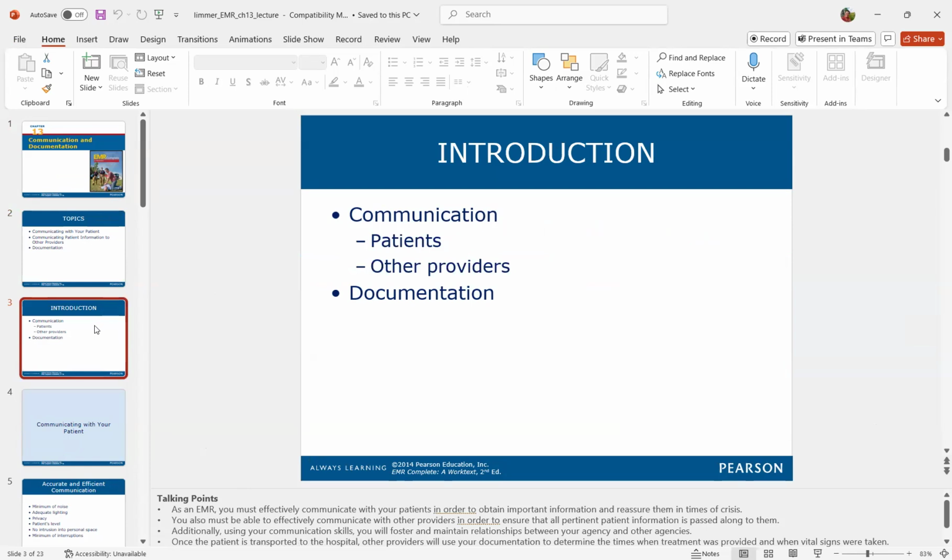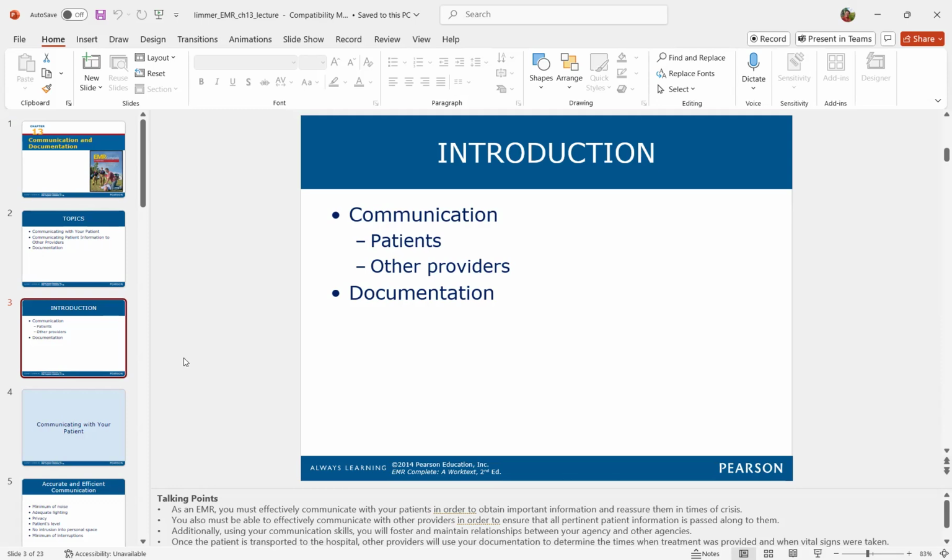So as a first responder, you have to effectively communicate with your patients in order to obtain important information, reassure them in times of crisis. You also have to be able to effectively communicate with other providers that are on scene in order to get that pertinent patient information passed along that goes with them. Additionally, using your communication skills is going to foster and maintain relationships between whatever agency you're working with and other agencies that you're going to be working with on scene.